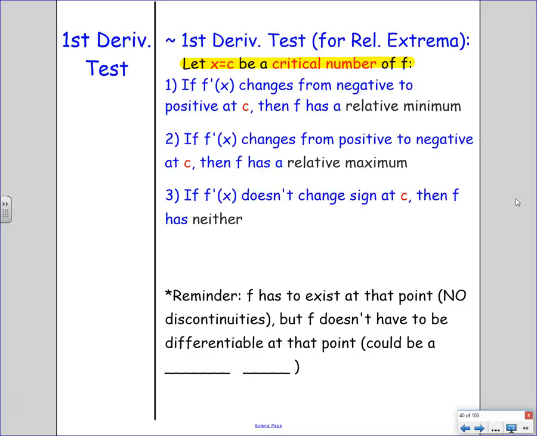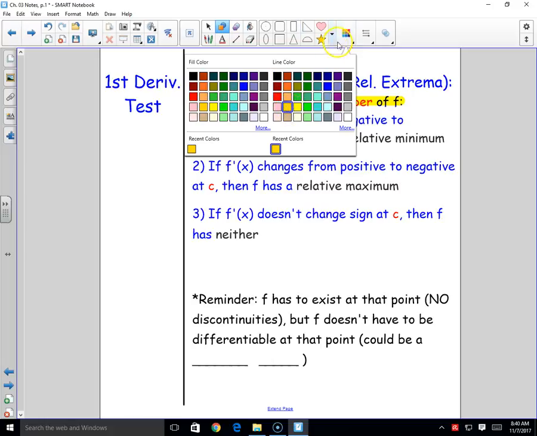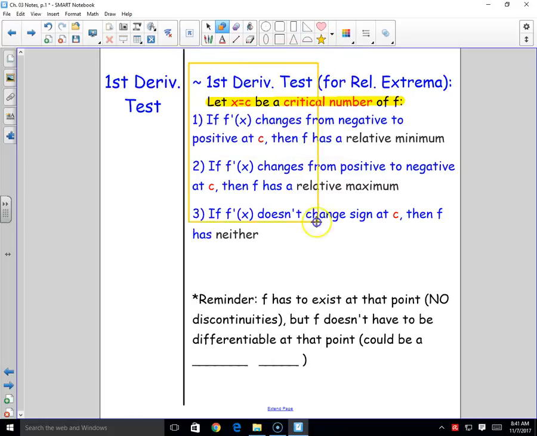The first derivative test for relative extrema says, first of all, let x equals c be a critical number. This doesn't seem so hard. It'll make sense, especially with that W graph on the one before. The decreasing to increasing where it changed was a relative min, and the increasing to decreasing where it changed was a relative max. And the decreasing to increasing was another relative min. That's basically the idea of this test right here.